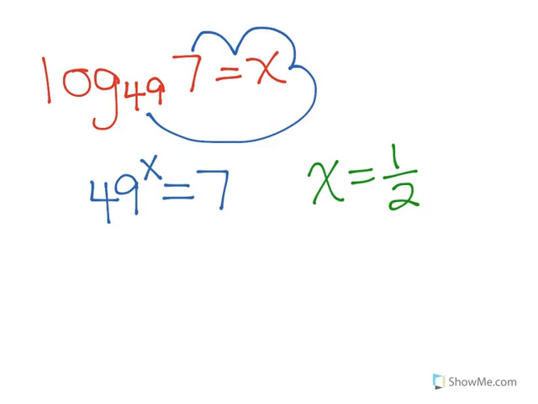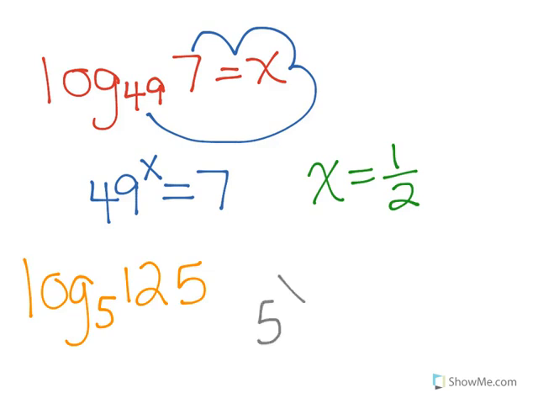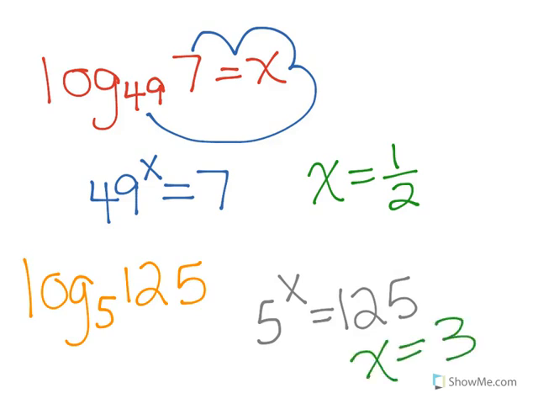Another example, log base 5 of 125. This time I'm not going to write equals x. Because we know how to rewrite, we're going to say, well, that's still 5 to the what gives me 125. x equals 3.